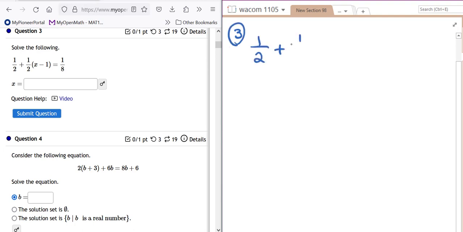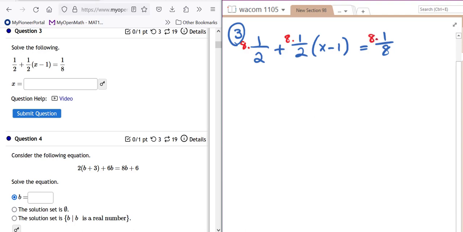Half plus 1/2 times x minus 1 equals 1/8. So first find your LCD. Your LCD is 8. You're going to multiply all the way across by it. And you would do that first. You would not want to distribute with that fraction. And you only multiply the 8 at the front there. That will carry into the parentheses.